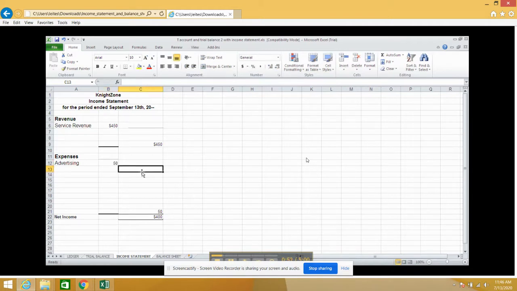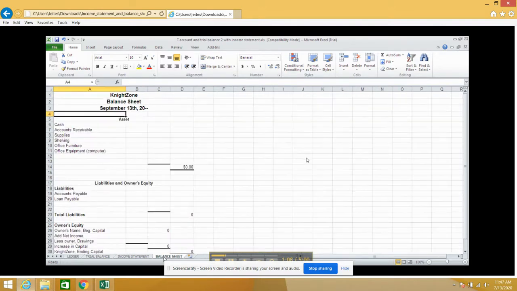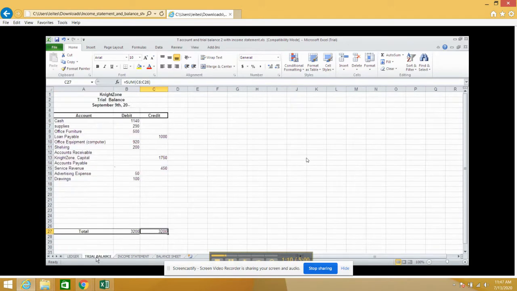It's a pretty simple income statement. As we see, our total revenues are $450 and our total expenses are $50. So net income is therefore revenues minus expenses. Therefore, it's $400. Now we'll also learn in this how to build a balance sheet. If we're looking at the trial balance, we need to bring over all assets, liabilities, and owner's equity accounts, minus the revenues and expenses, of course.